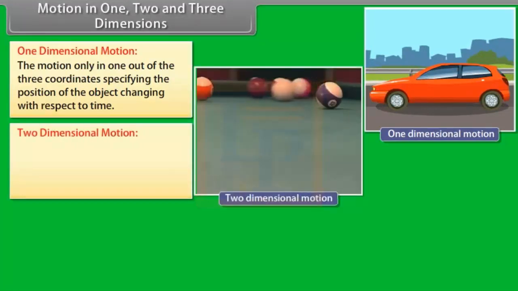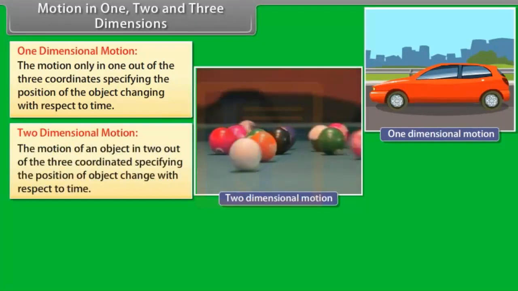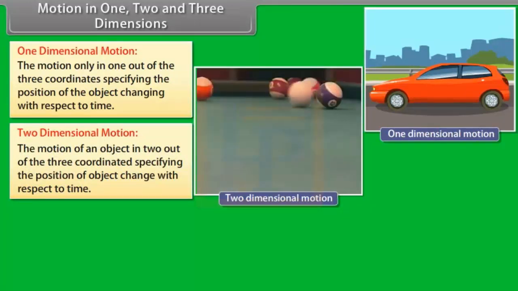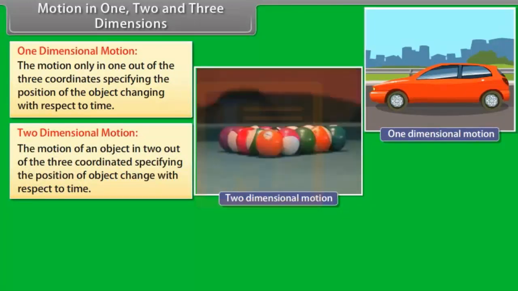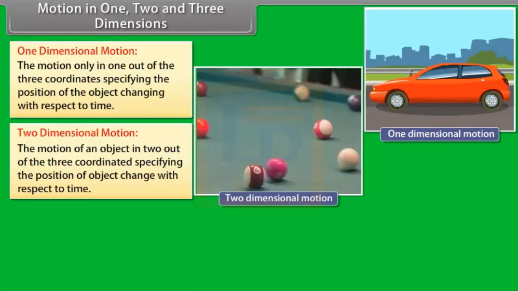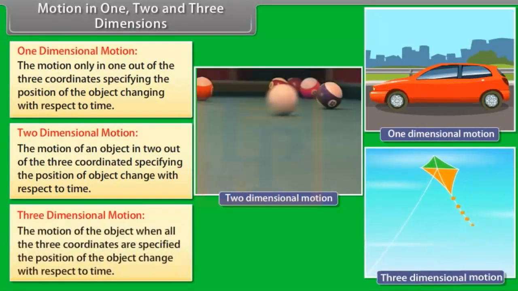Two-dimensional motion. The motion of an object in which 2 out of 3 coordinates specifying the position of the object change with respect to time. Example: a billiard ball moving over a billiard table. Three-dimensional motion. The motion of an object when all 3 coordinates specifying the position of the object change with respect to time. Example: a kite flying on a windy day.